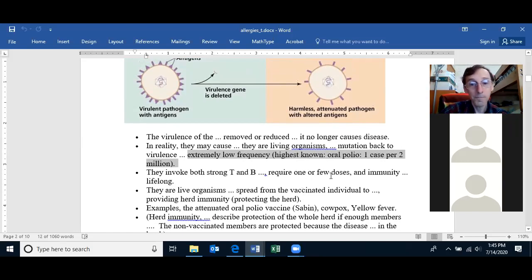And some vaccines, you have to give several immune shots, okay? And you don't have to give that with the live attenuated vaccine because when you're given it, the vaccine starts growing in you. And like I said, it's a strong immune response, both T and B. They are live organisms, so they can spread from the first person vaccinated to unvaccinated people. And then that can provide herd immunity, where you're vaccinating more people in the population than just the people who are getting the vaccine.